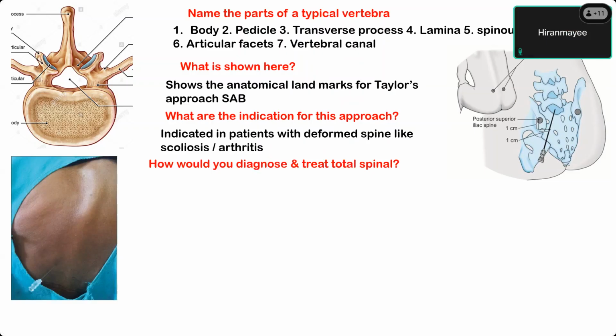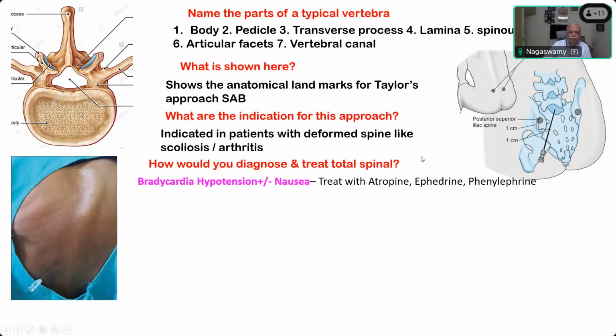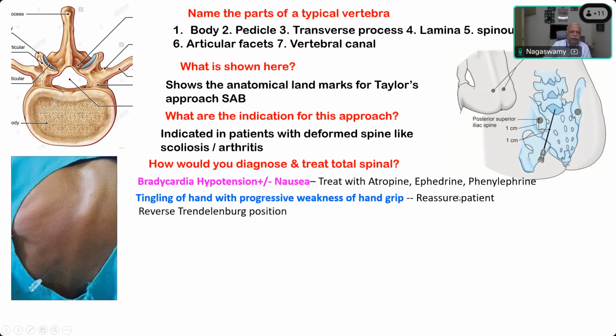What is total spinal? A high level spinal, which will cause respiratory compromise and even cardiovascular collapse also. Bradycardia, hypotension, nausea: treat with atropine, ephedrine, and phenylephrine.